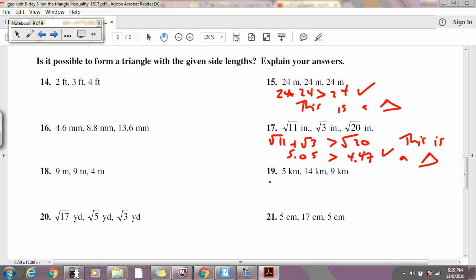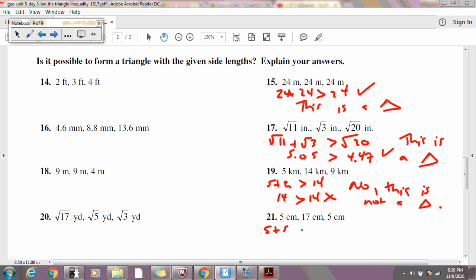Number 19, I'm going to take 5 with 9 and see if it's greater than 14. 9 plus 5 is 14, so it's not greater than 14, so no, this is not a triangle. And on number 21, I'm going to take 5 with 5 and see if it's greater than 17. 5 and 5 make 10, which is not greater than 17, so no, this is not a triangle.